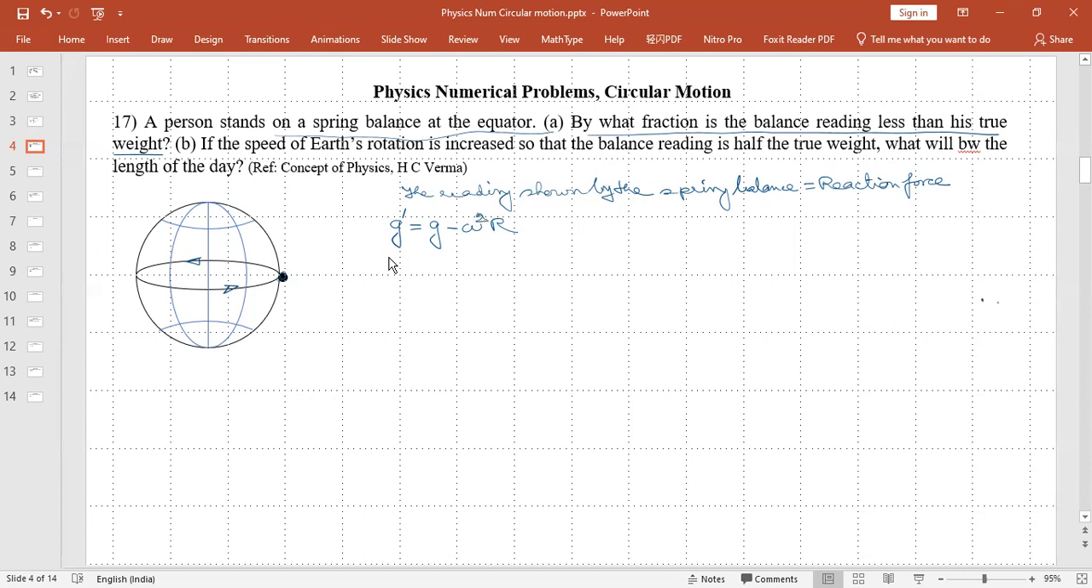So what is the loss? Loss will be proportional to, because the actual weight is mg, g minus g dash. I shall write proportional. Loss is proportional to g minus g dash, which is equal to omega square r. So the loss that they want to know is proportional to omega square r. And what is the fractional loss?